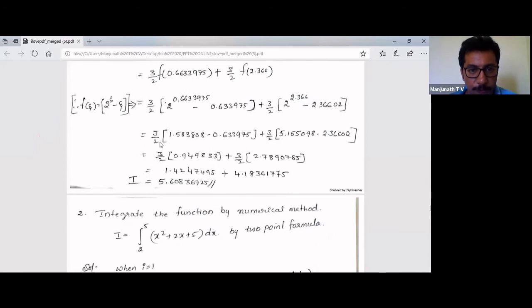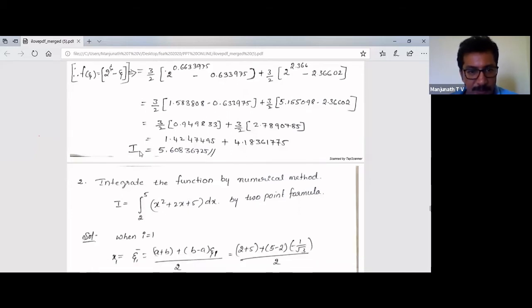Now after doing simplification, we are going to get 2 to the power of 0.633975, which gives 1.583808, minus 0.633975. Just do the simplification and you are going to get the value, which is equal to 5.608366725.